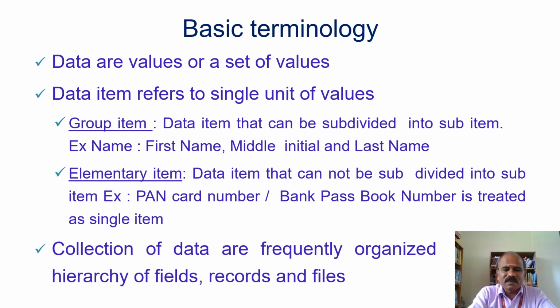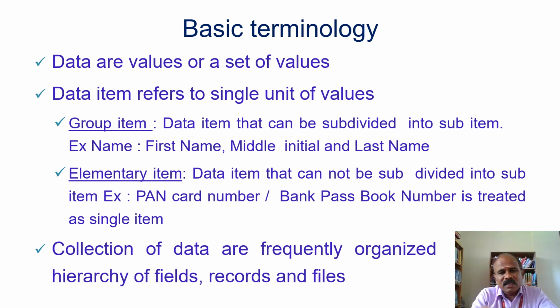So collections of data are frequently organized in a hierarchy of fields, records, and files. If I ask you to fill up an application form, you will be writing your name in the first column, then your date of birth in the second column, your father's name in the third, and likewise you will have some five or six headings about your personal information. They can be collectively called a record. Say Ramsamy is filling his form. His name is H. Ramsamy.